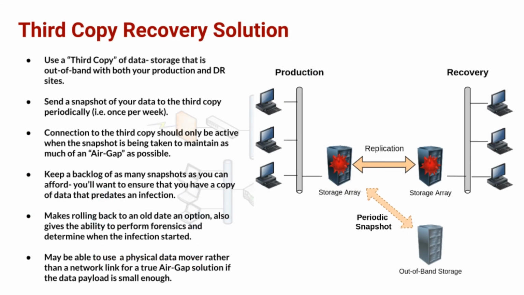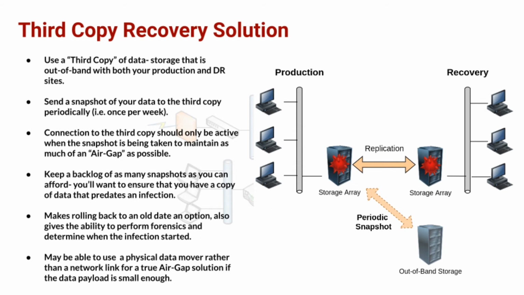One idea for a solution is what I call the third copy recovery solution. In this case, you want to have a third copy of your data. That's a storage array that's out of band with both your production and DR sites, that you're not constantly replicating to. You'll want to send a point-in-time snapshot of your production data to this site on a periodic basis, let's say once per week, maybe once per day.